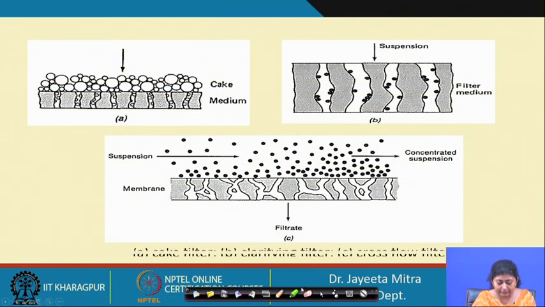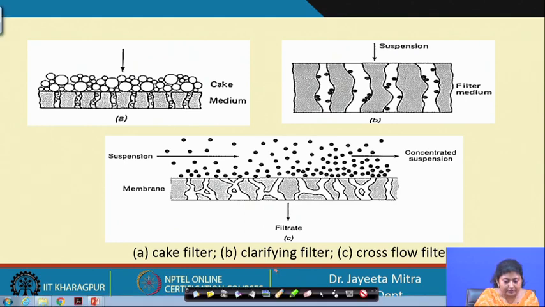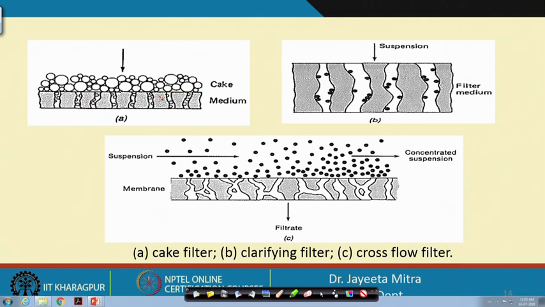So, here we can see that the pores of the filter medium are very small, all the particles will form a cake initially on the filter media. And the second case, which is the clarifying filter, here the pores are generally big and small particles will come down through the perforations of the filter medium very easily. And third is the case of the cross flow filter.